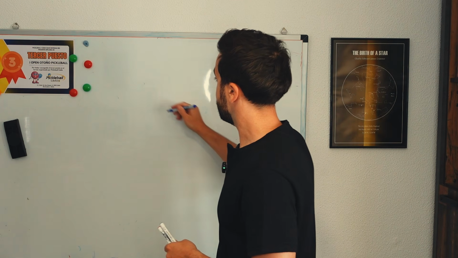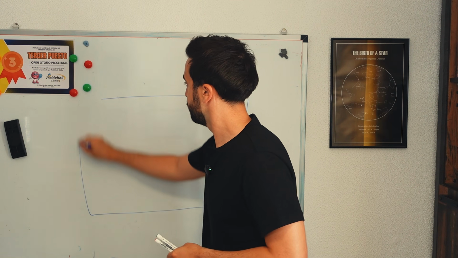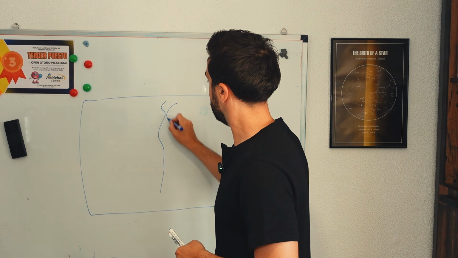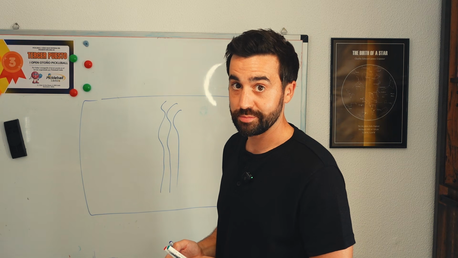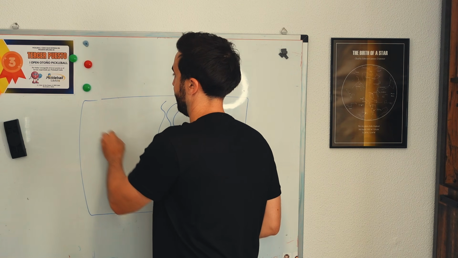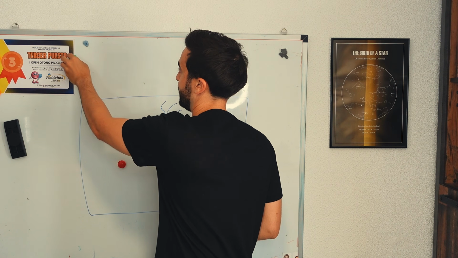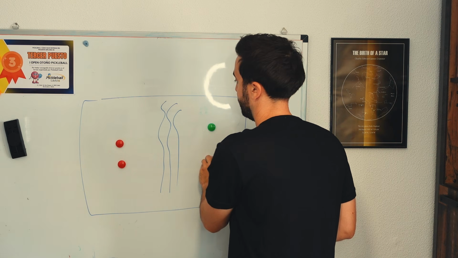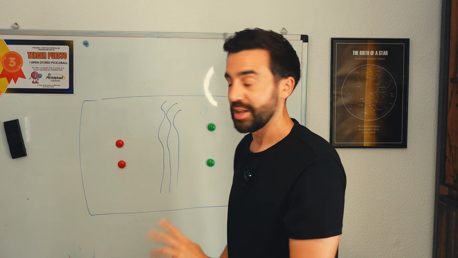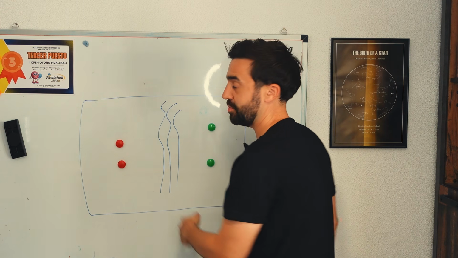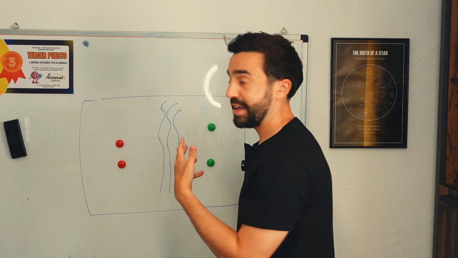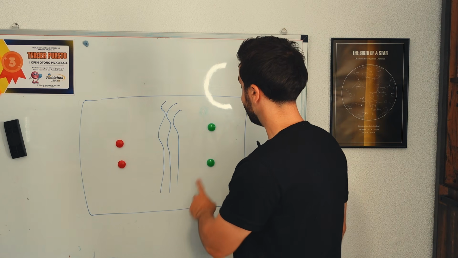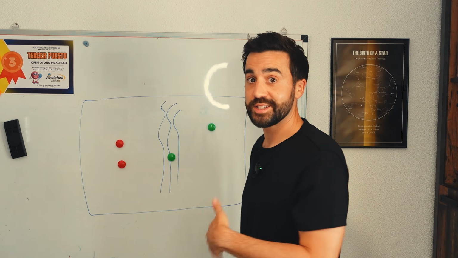So I want you to imagine that this is your classroom, and this in the middle is the ocean. And what we're going to have here are your students. Let's say we have here the red team and the green team. And you're going to start by asking this team the first question. Now, if they get it right, they can sink one of the other team members.